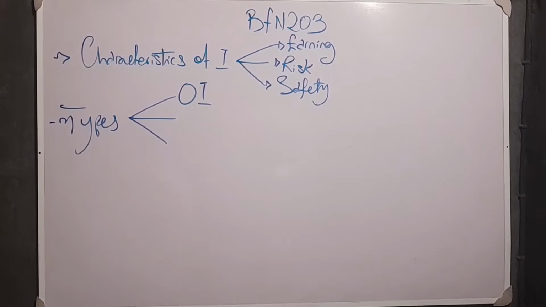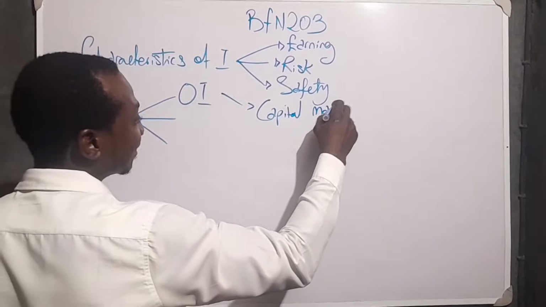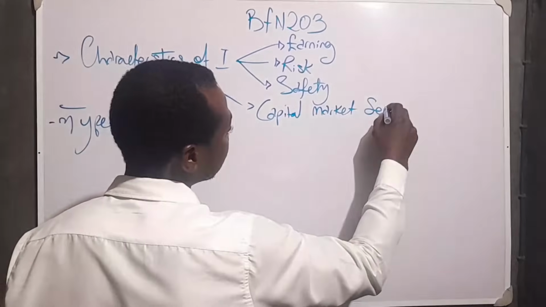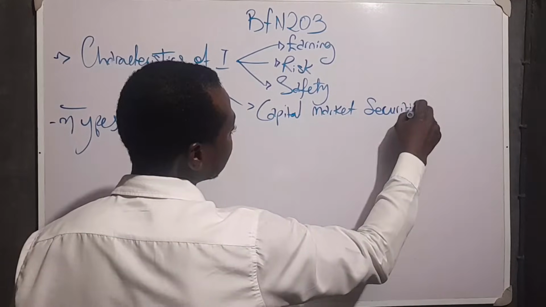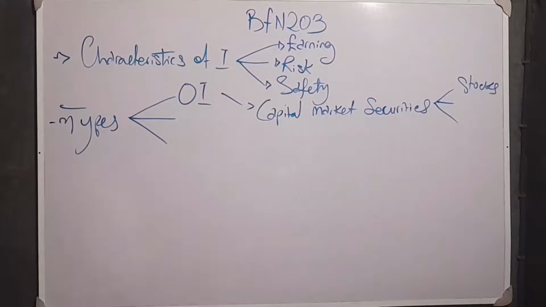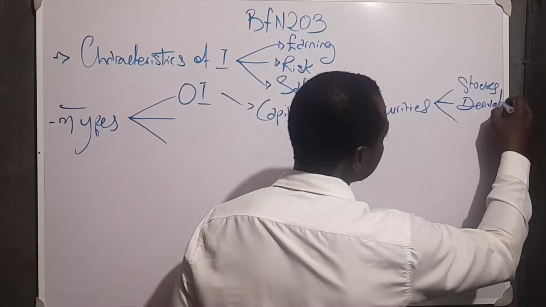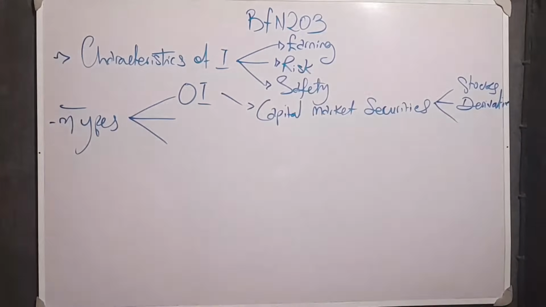Here you commit your funds in capital market securities, the likes of stocks. You commit your money. Like we said, there are different types of investment, and this is ownership investment. This is the kind of investment whereby you commit your money, your capital, to stocks, derivatives, and business venture.